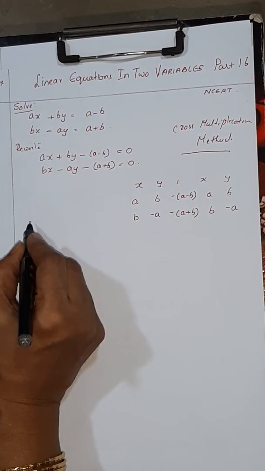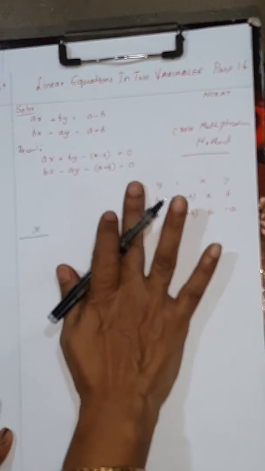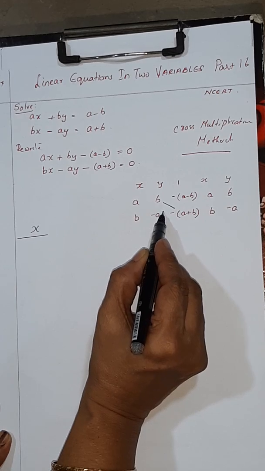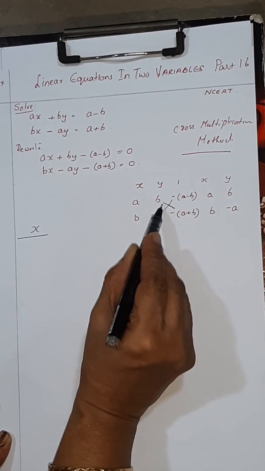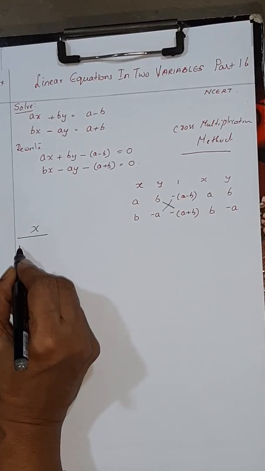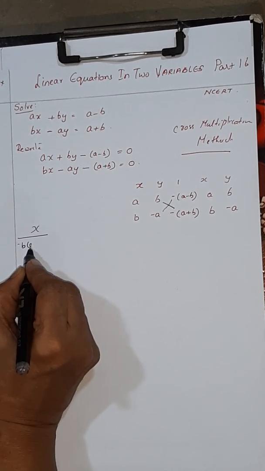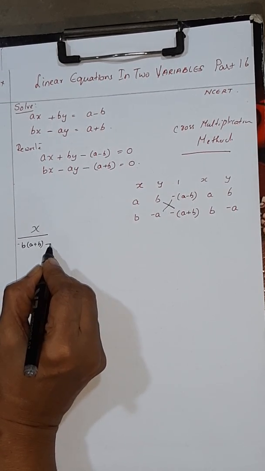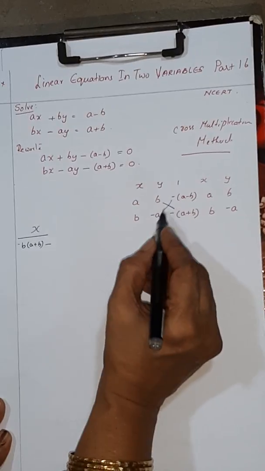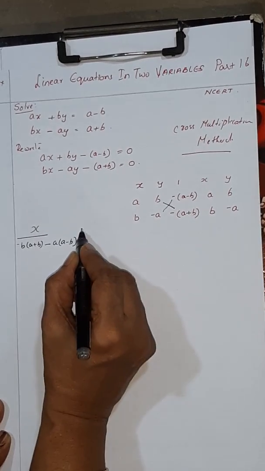Now for this method we have to write x divided by, and you leave the first column and take the other two. So you will cross multiply like this. First you multiply these two minus these two. So it is b into minus of a plus b, so minus b into a plus b, minus of minus a into minus of a minus b. So it becomes plus, a into a minus b.